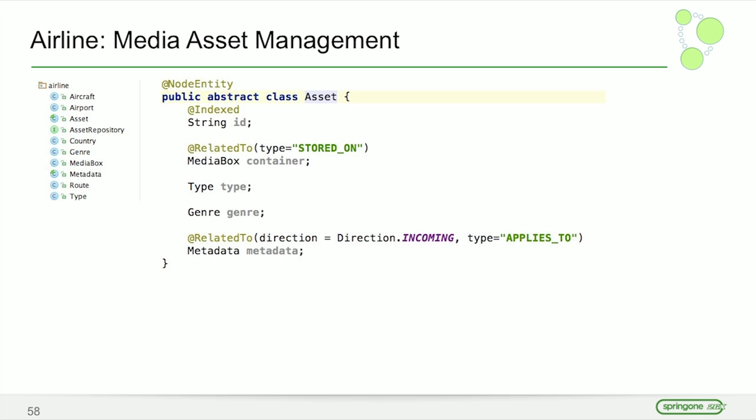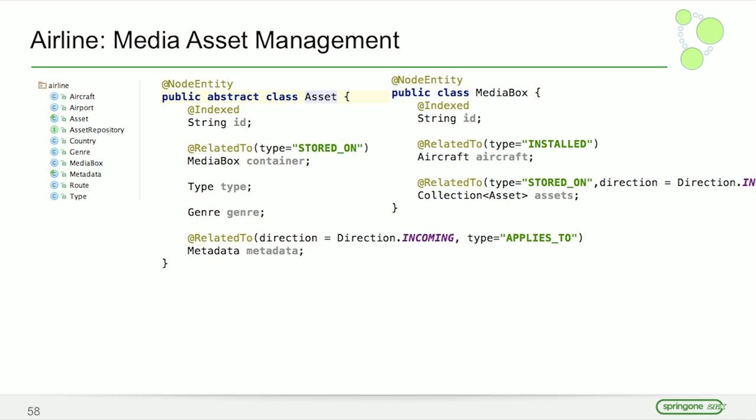So if I want to reproduce that, they have this abstract asset class, and then it's stored on a media box with this stored on relationship. The ID of this asset is indexed as well. The type could be, I think, the movie and so on. Genres, I can link it to a metadata, which can be one metadata instance or 100, depending on the type of content.